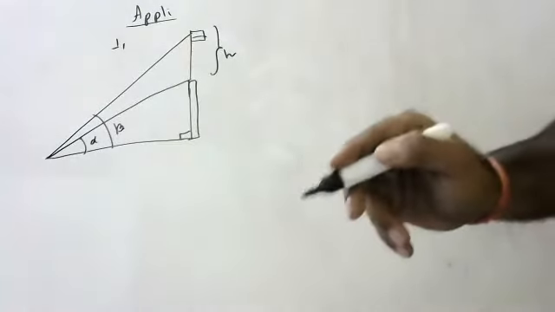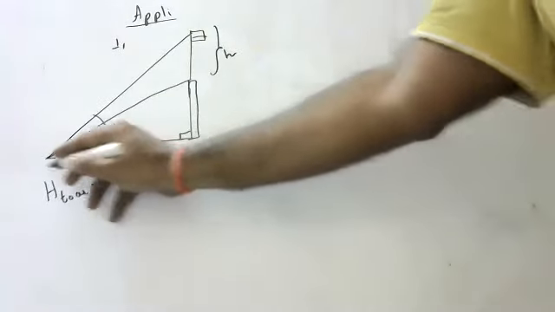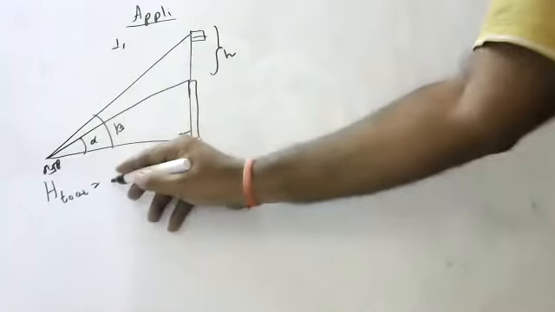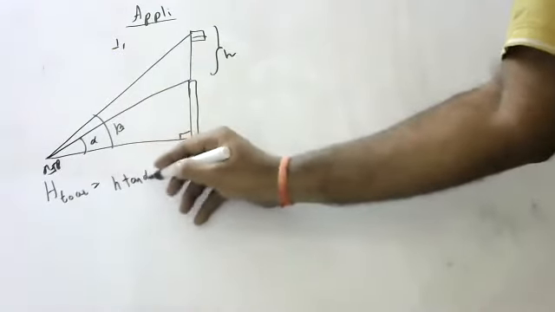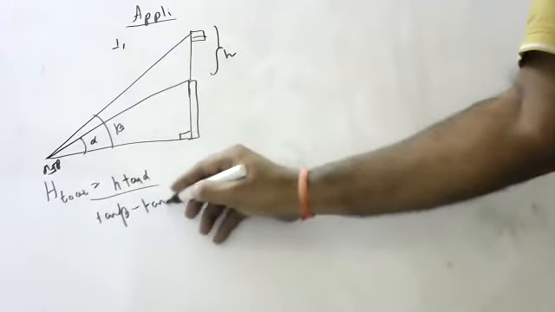What we have to prove? Prove that the height of the tower, this is required to prove, children, is h tan alpha by tan beta minus tan alpha. This is the question.